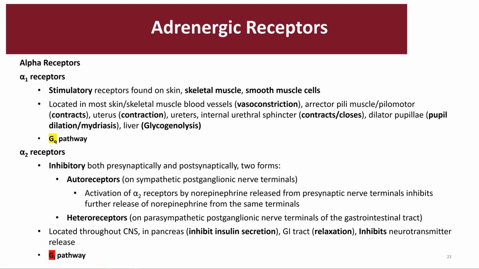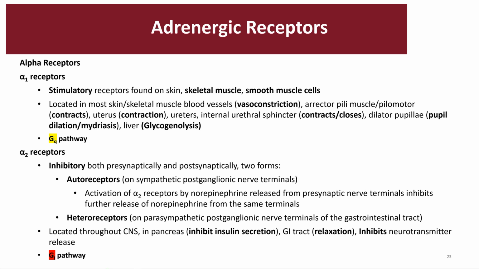Alpha 1 receptors generally stimulate smooth muscle contraction. They're found on the skin, skeletal muscle, and smooth muscle cells. They're located there and cause vasoconstriction. They are also found on the erector pili muscle, resulting in the pilomotor response, or the goosebumps that occur when you are scared or cold.